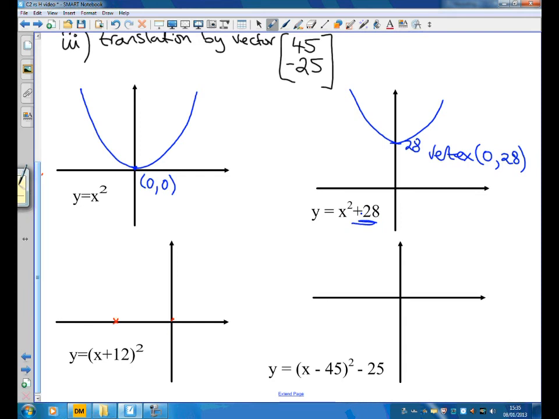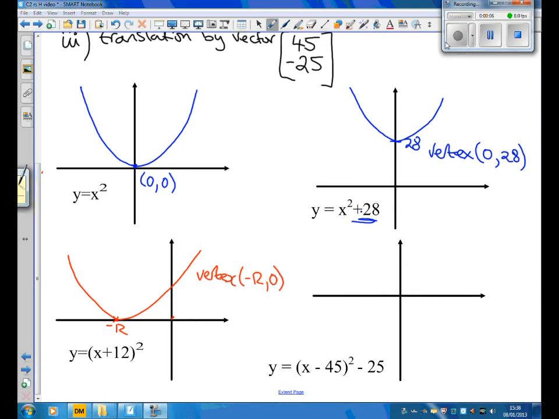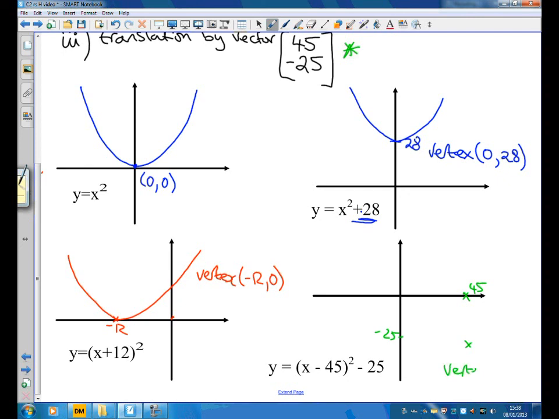And then our last one. Our last one is y equals x take away 45 all squared, take away 25. So that's a translation of 45 to the right and 25 down. So that moves my vertex to 45, negative 25, and I can sketch my graph in.